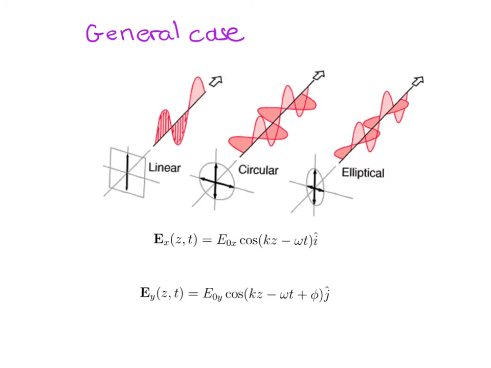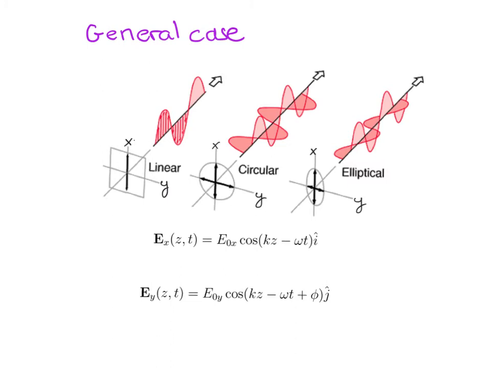But now we're going to consider a case in which the electric field has components potentially along both the x and the y directions. It's still propagating in the z direction here. And not only that, but the phase between the x and the y components may not necessarily be zero.